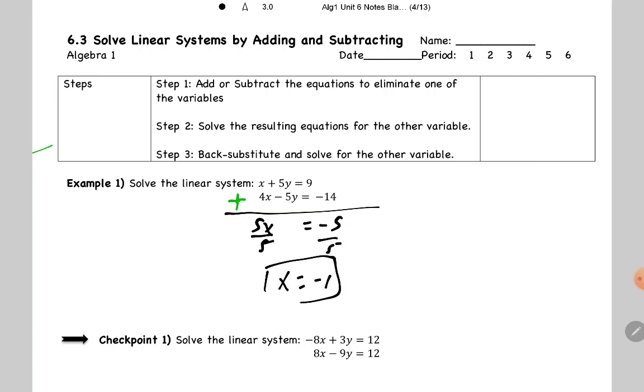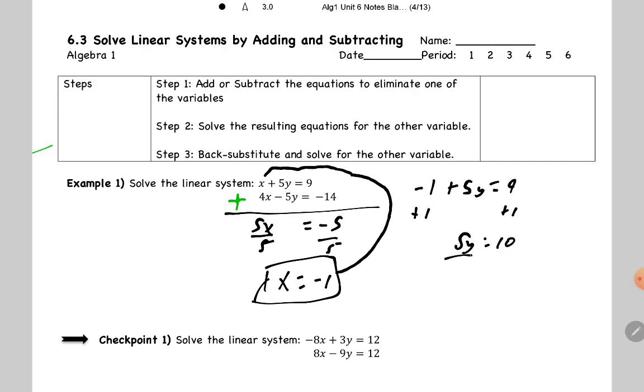And what we're going to do is plug this x equals negative 1 back into one of these equations. Doesn't matter which one. I'll choose the first one. So I have negative 1 plus 5y equals 9. To get rid of this negative 1, I'm going to add 1 over to both sides and get 5y equals 10. Divide by 5 to both sides and get y equals 2. So my answer is negative 1, comma 2.